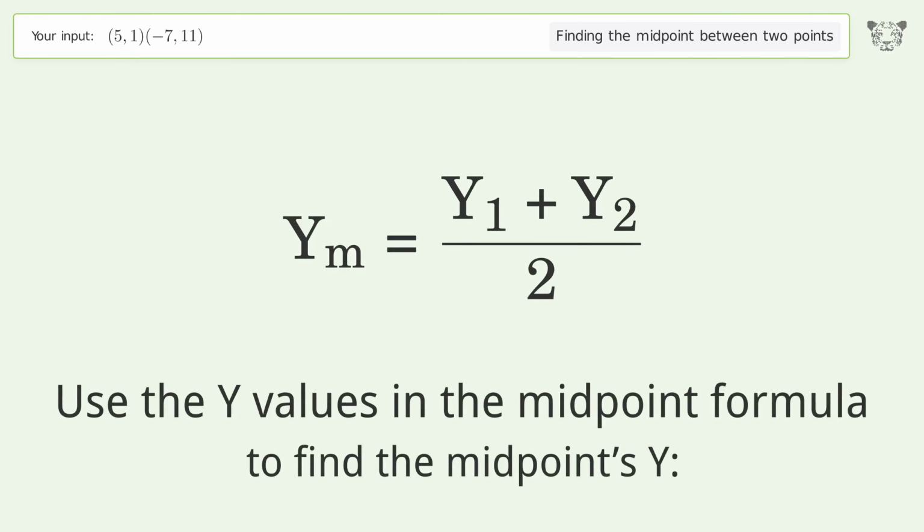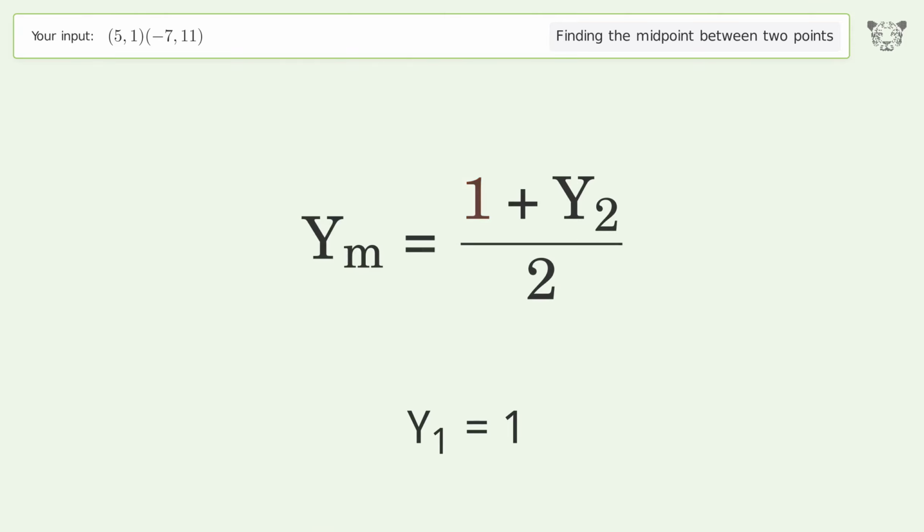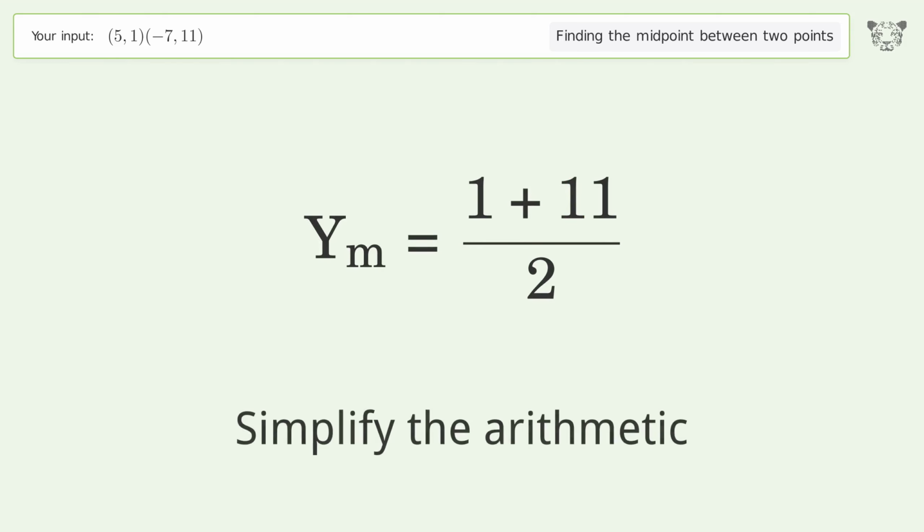Use the y values in the midpoint formula to find the midpoint's y. y1 equals 1. y2 equals 11. Simplify the arithmetic.